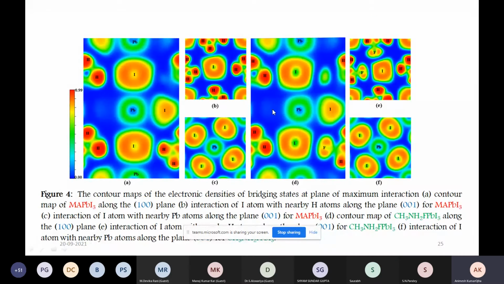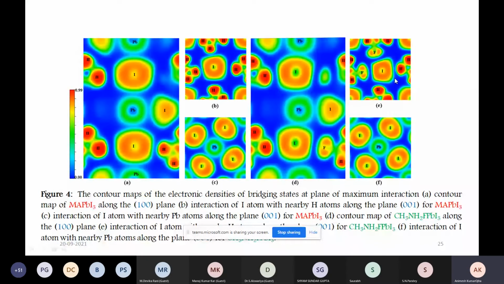This electron density diagram, where you can see that there is no effect, but if you see the part where the organic cations are located, here the iodine is interacting with the hydrogens strongly in the newly designed compound compared to the pure one, which is shown in this figure 4b. And if you see here figure 4e, this is the same case in the newly designed one. So this interaction is stronger compared to the original one.